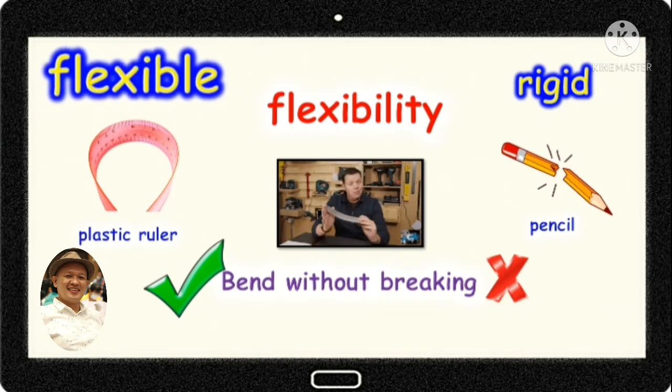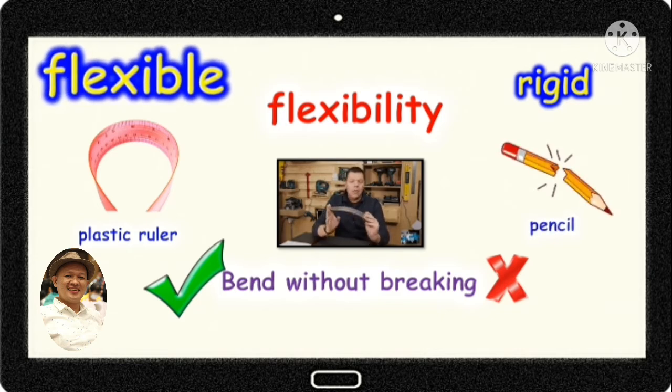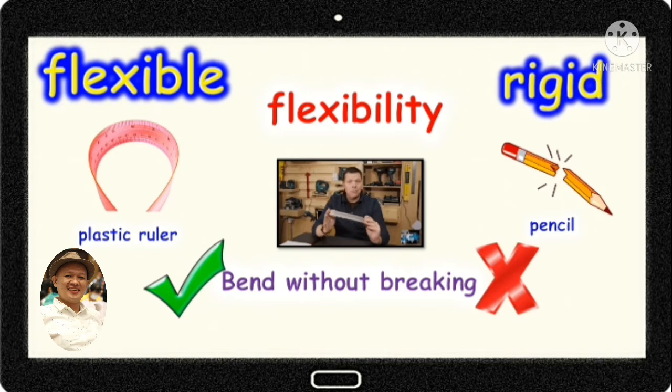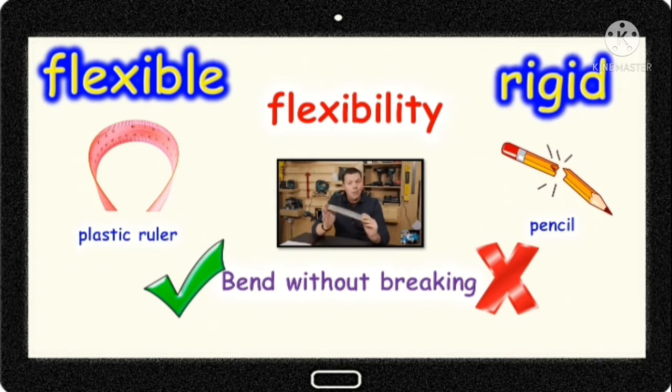Again, plastic ruler is a flexible material, and a pencil is a rigid material.